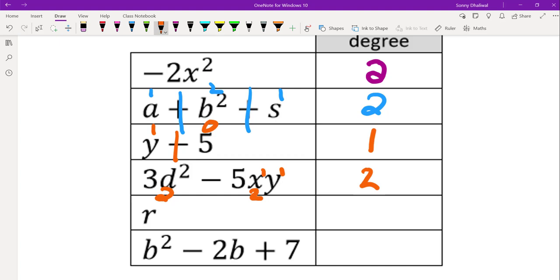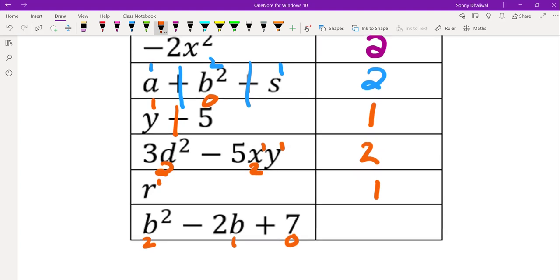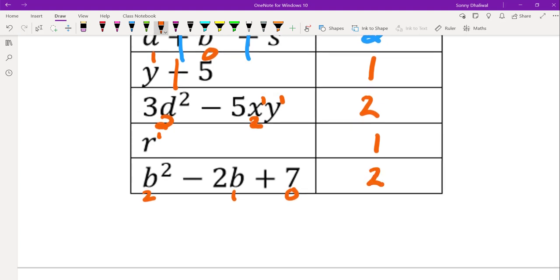Okay, next one. We have a letter. What's its exponent? 0. No, it's not 0. It's 1, right? Every letter has an imaginary 1 at least there. Okay, last one. How many terms do we have? 3. Okay, first term, what's the exponent? Second term, what's the exponent? Yes. Third term, what's the exponent? 0, right? So the biggest one we said is 2. Okay?